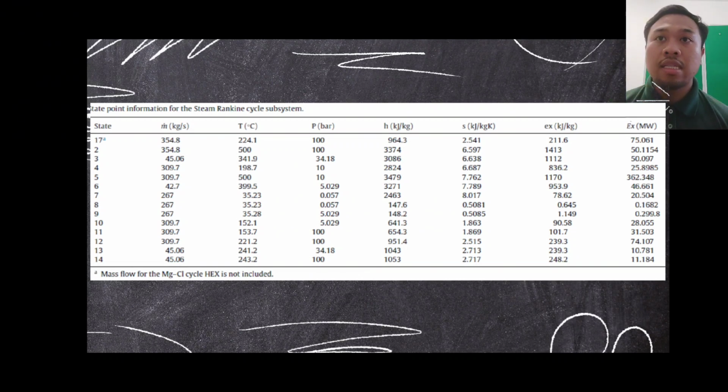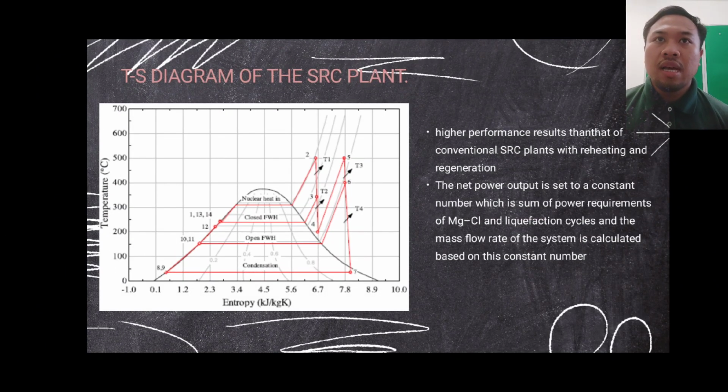Next, this is the result for the steam Rankine cycle subsystem, and this is the TS diagram of the SRC plant, which is the steam Rankine cycle plant. So what we get from this graph is a higher performance result than that of a conventional SRC plant with reheating and regeneration. This TS diagram we can call back from our lecture. This is the Rankine cycle that we have learned before, where we focus on reheating and regeneration.